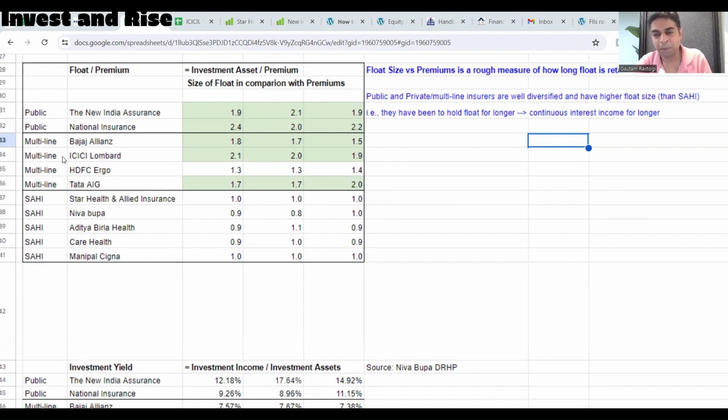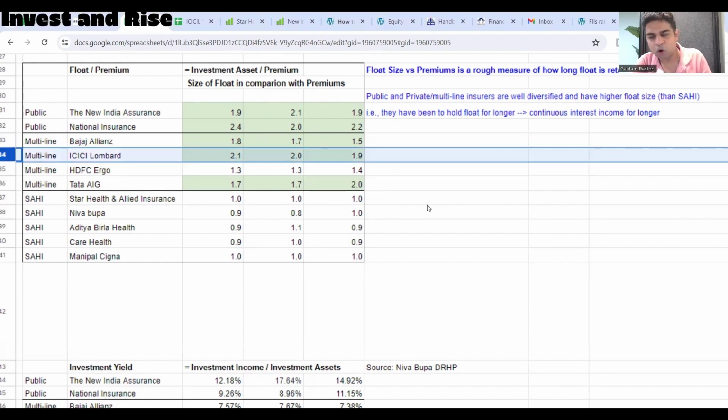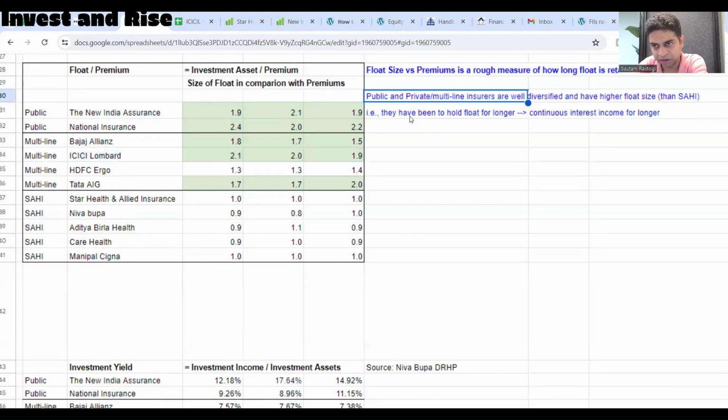Let's say take ICICI Lombard. Although it may not have as many agents right now, or the kind of presence in terms of hospital coverage as some of the Sahi companies, because it's a multi-line insurer, it's not only present in health, it's present in other insurance businesses as well, because it's well diversified. And well diversified also has its own benefits. Everything has its pros and cons.